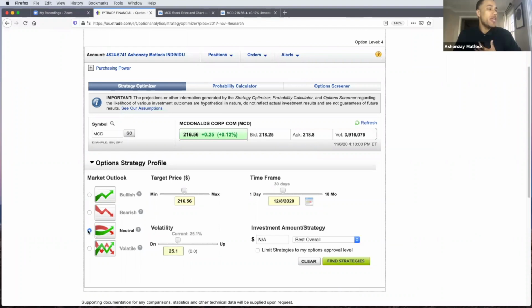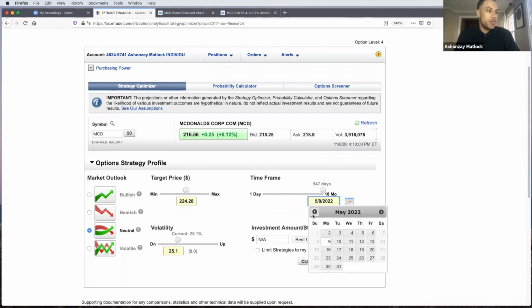So for me, I'm going to click on neutral because there are a lot of unknown factors or uncertainty, so it could prove to be a little bit volatile. We said the target price was going to be about 224, so we'll go 224.28. Hopefully this comes up, I didn't mean to go all the way to 222. And we're going to go to November 20th.